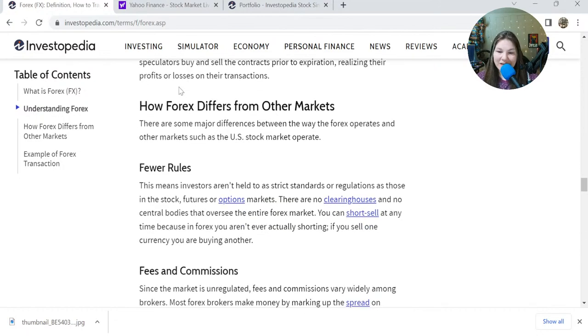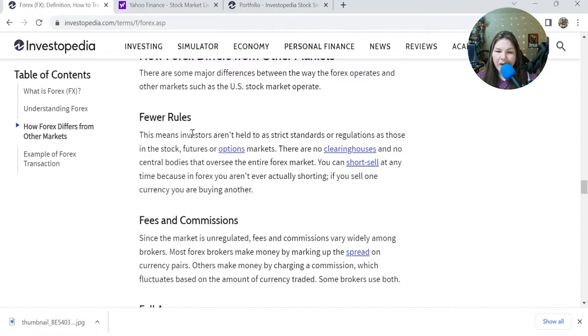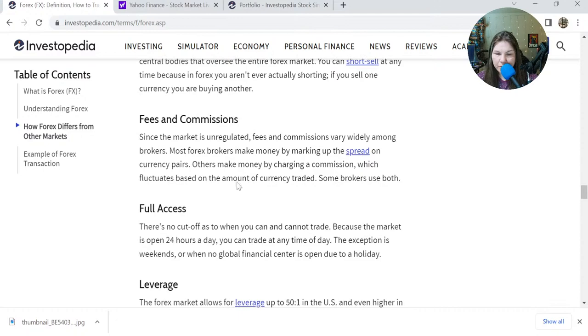So, how does Forex differ from other markets? There are some major differences between the way the Forex operates and other markets, such as the U.S. stock market. Fewer rules. This means investors aren't held to as strict standards or regulations as those in the stock, futures, or options markets. There are no clearinghouses and no central bodies that oversee the entire Forex market. You can short sell at any time, because in Forex, you aren't ever actually shorting. If you sell one currency, you're buying another.